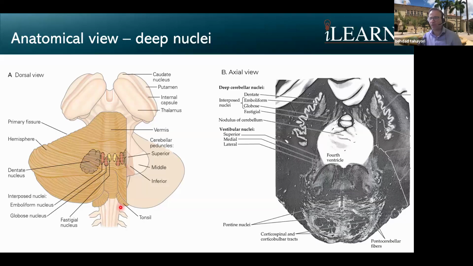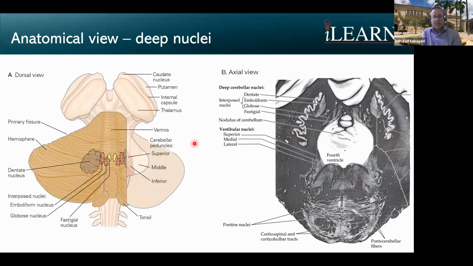And also there is a mnemonic: don't eat greasy food, which means dentate, emboliform, globose, fastigial. This is for you to learn. But these are very important structures. In the horizontal cut or axial cut, you also see these nuclei in reality. So this is the dentate, and the one right in the midline is the fastigial.